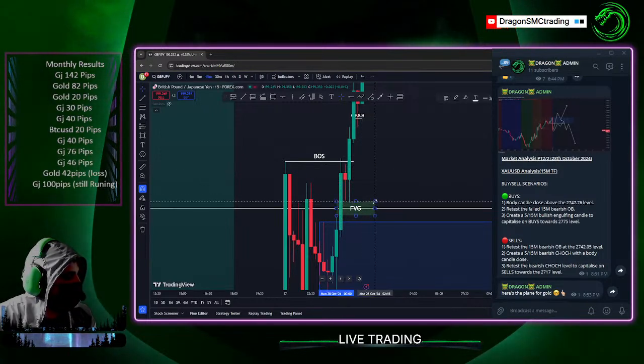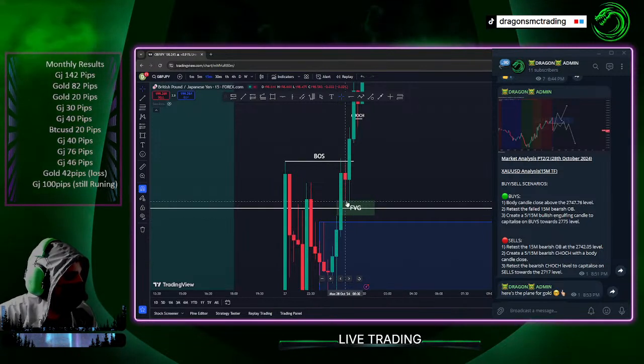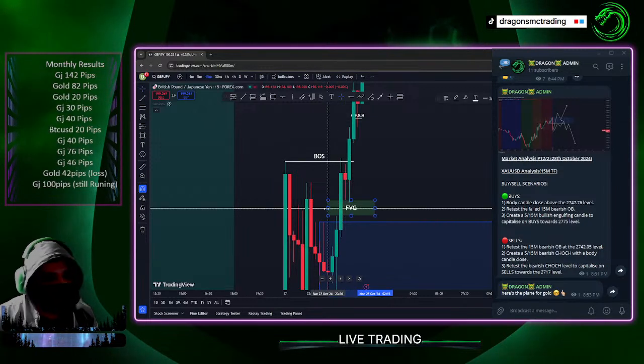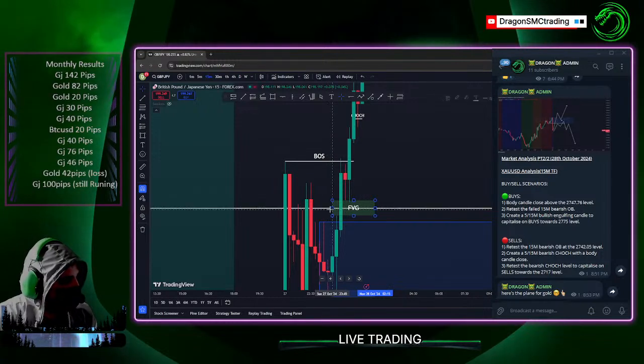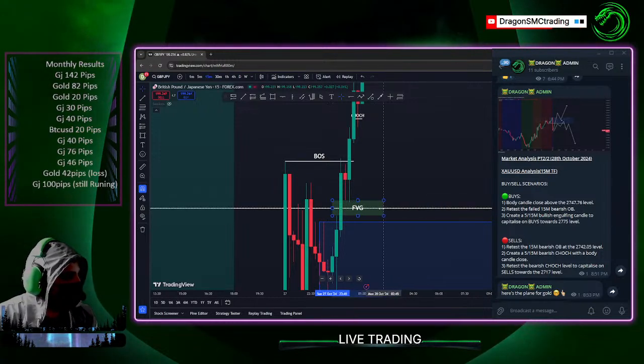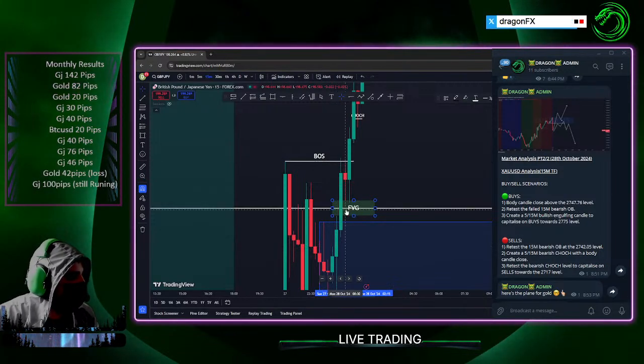To be able to identify a fair value gap, you need three candlesticks. This stick doesn't come to meet with this stick. Stick number 1 and stick number 3 don't meet. For that reason, this is a fair value gap. So if you see a fair value gap just like this one, it means price went up really quick and didn't collect the orders that were left behind.